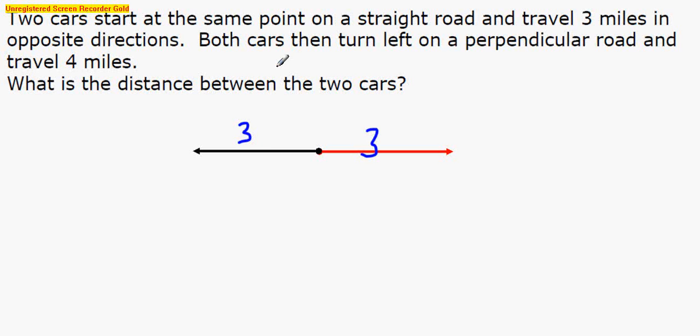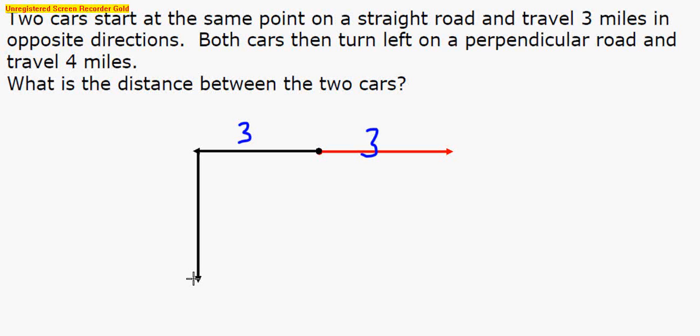So then it says both cars then turn left, okay, on a perpendicular road and travel 4 miles. So this car is going this way, and then it turns left. So if you can imagine being in that car and it turns left, that car then is going to be going this way. And then perpendicular, remember, means a right angle. So it's got to go at a right angle.